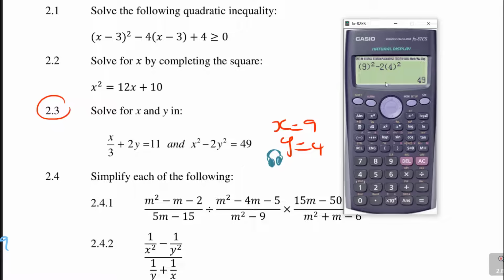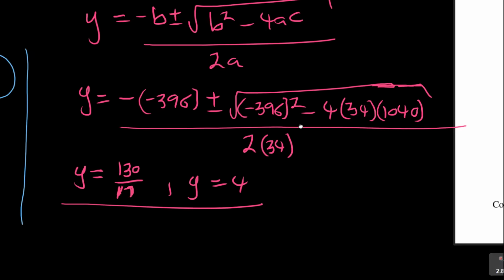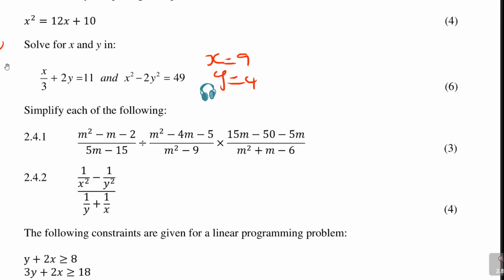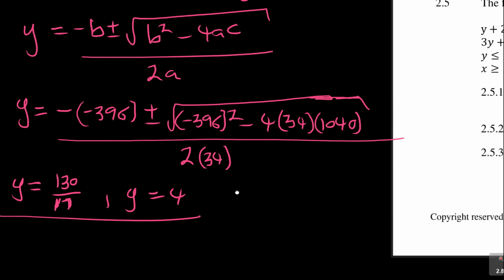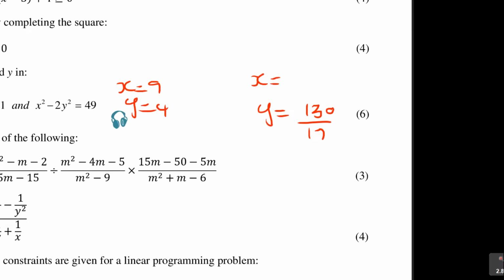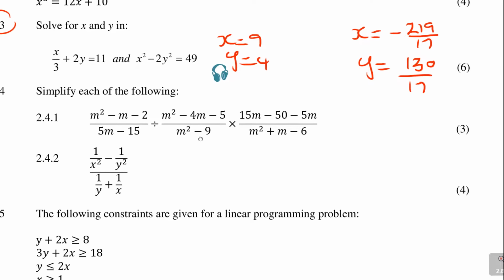I could have tried with the other numbers, it's not really difficult. Let's do it. y is what? y is 130 over 17. Let's try that. y is 130 over 17, and then what is x? Let's just test it for argument's sake, because both of them must work. x is negative 219 over 17. Let's test it also here, because it's very important that both the values will give an answer.